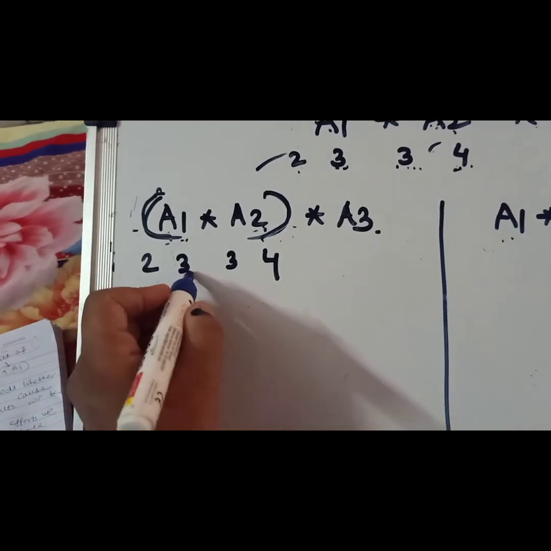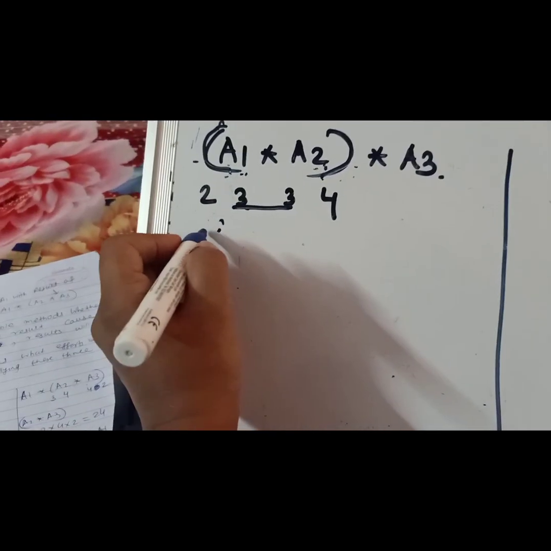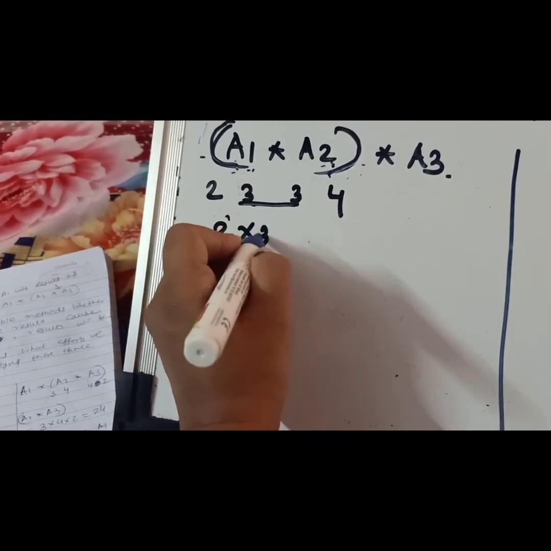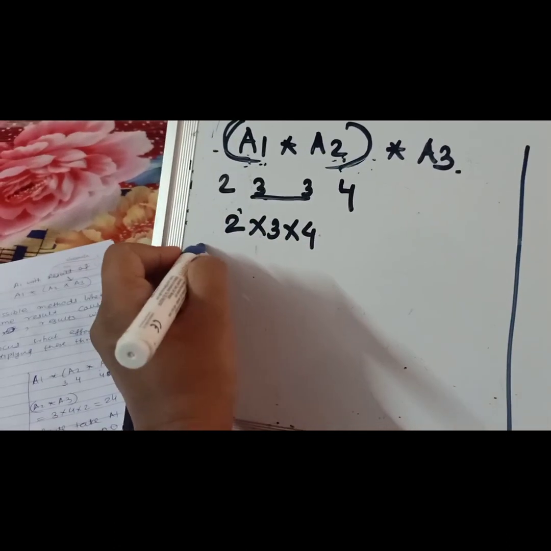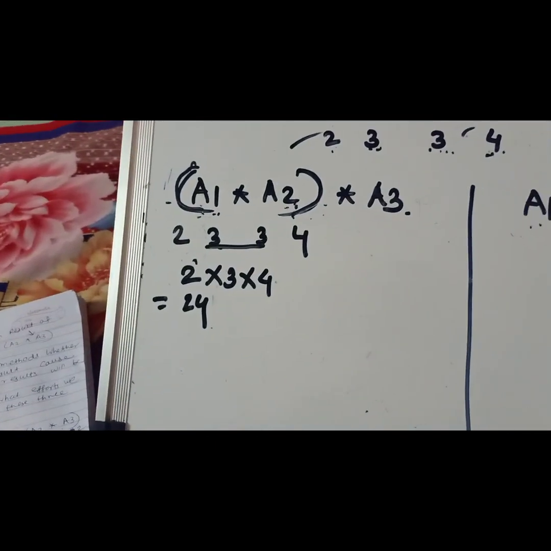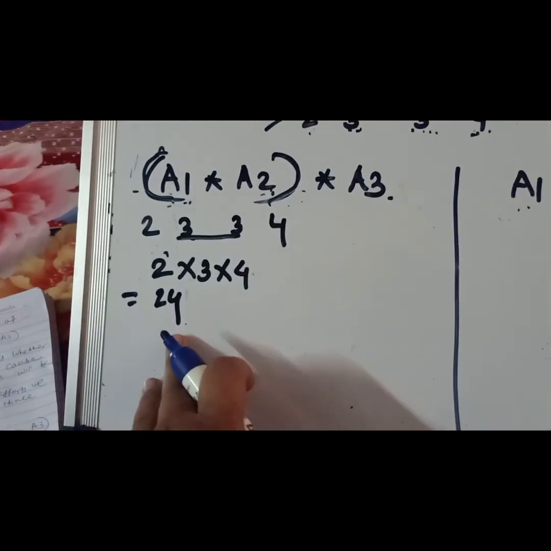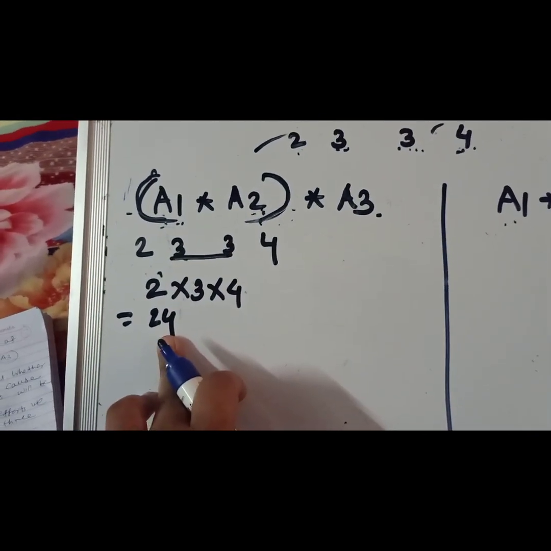Now as we have already discussed, this 3 is common. So what we can do, 2 by 3 by 4, this is equal to 24. So we can say that for multiplying a1 and a2, we require a total of 24 multiplications.